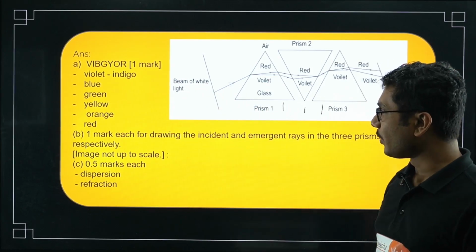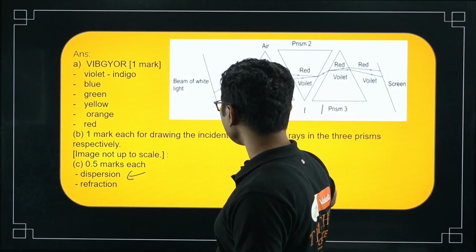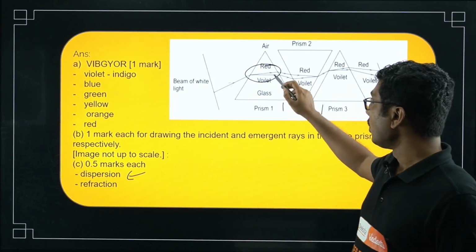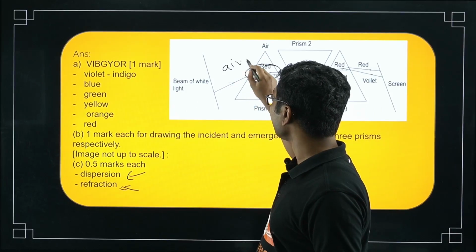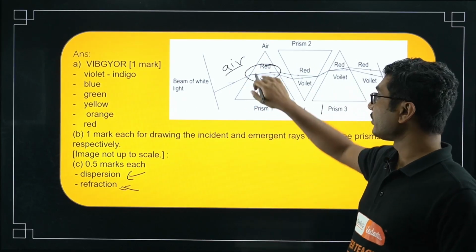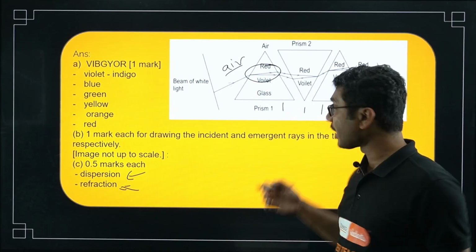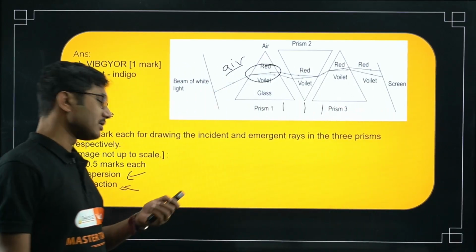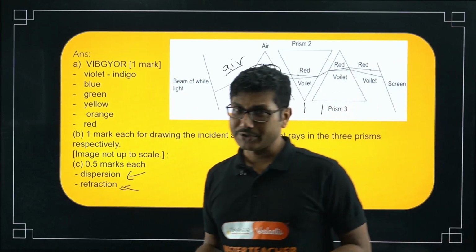And what is happening? Dispersion is happening. Also, because it is a prism, the light is changing from one medium to another, so definitely refraction is also happening. This is air, right? So light is traveling from air to glass, which means refraction is happening. That's why the light is bending. Recombination is also happening in this case, but we generally do not name it separately. It is not a special process, it's just a reverse dispersion. So you do not need to mention that.